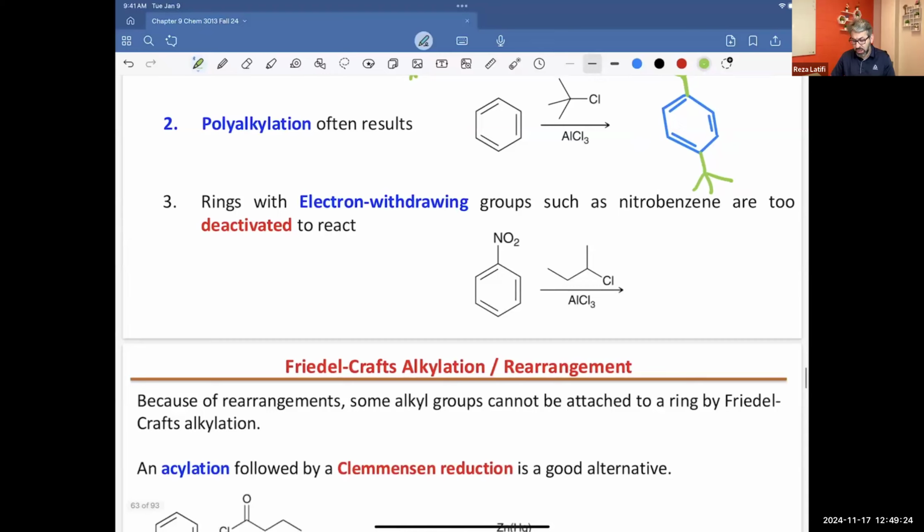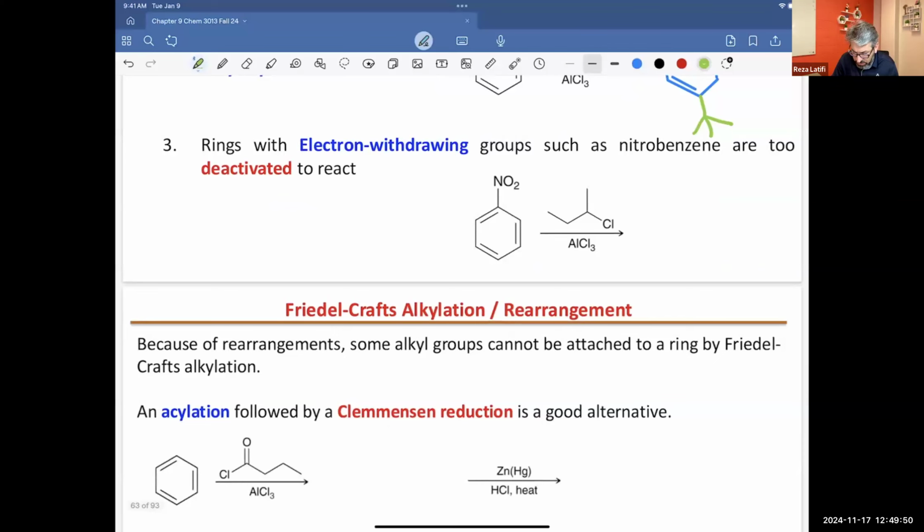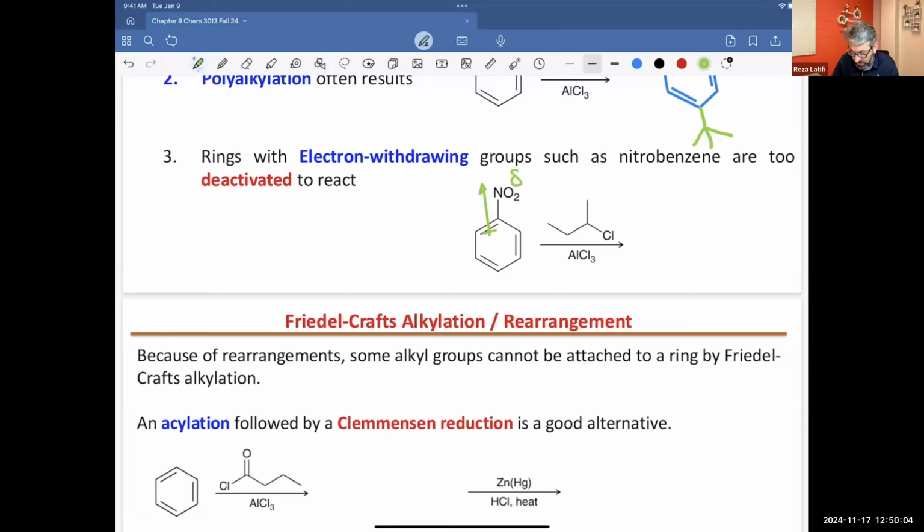And the next one is, in order to do Friedel-Crafts alkylation, your ring should not have any electron withdrawing group. The ring must be enriched with electrons, or must have enough electron density to attack the electrophile. Groups like NO2 are electron withdrawing groups, so this is going to happen. They will pull the electron density to themselves, so we will have a positive charge inside the ring, and the NO2 will have a negative charge.